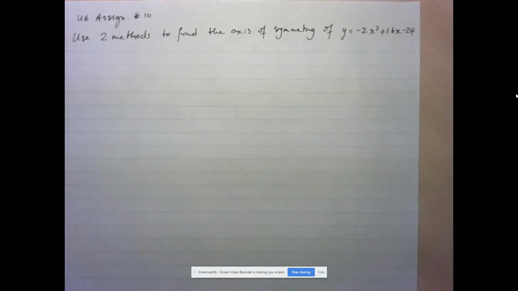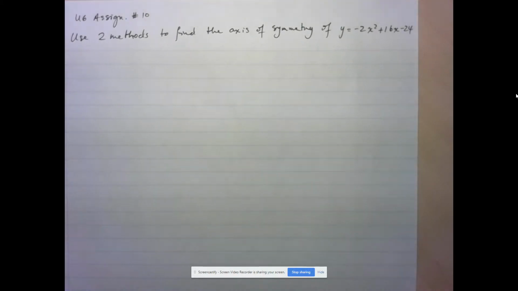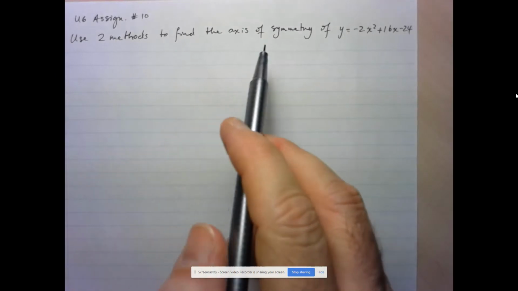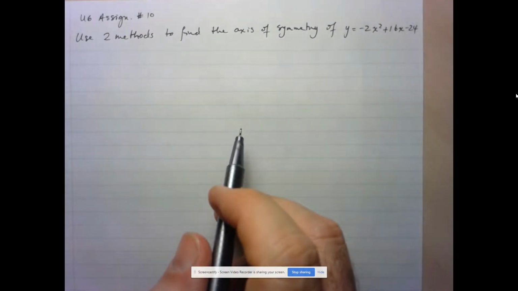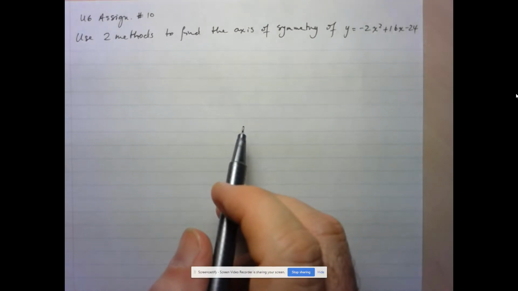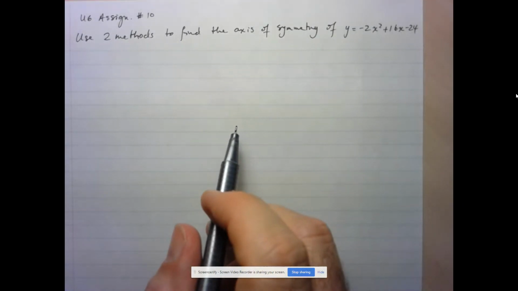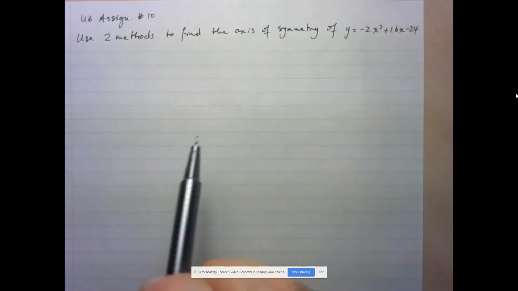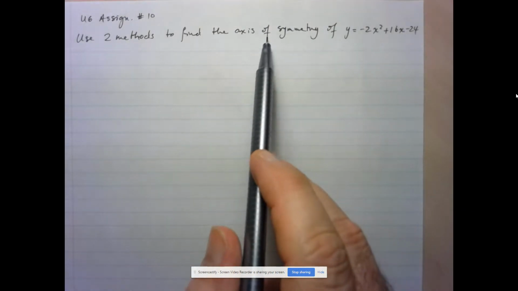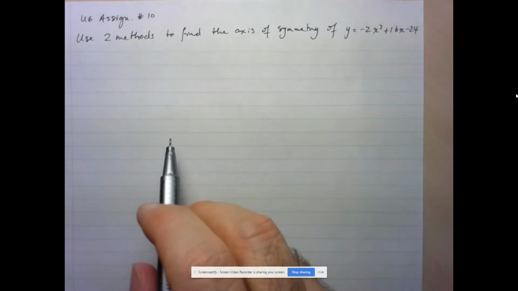Hi folks, we're going to take a look at number 10 from the Unit 6 assignment. Here they ask us to use two methods to find the axis of symmetry of this quadratic function. I suppose the most direct way of doing that is to complete the square. In the process of doing that, we're going to get the vertex, and in particular the x value of the vertex, which gives us the axis of symmetry.